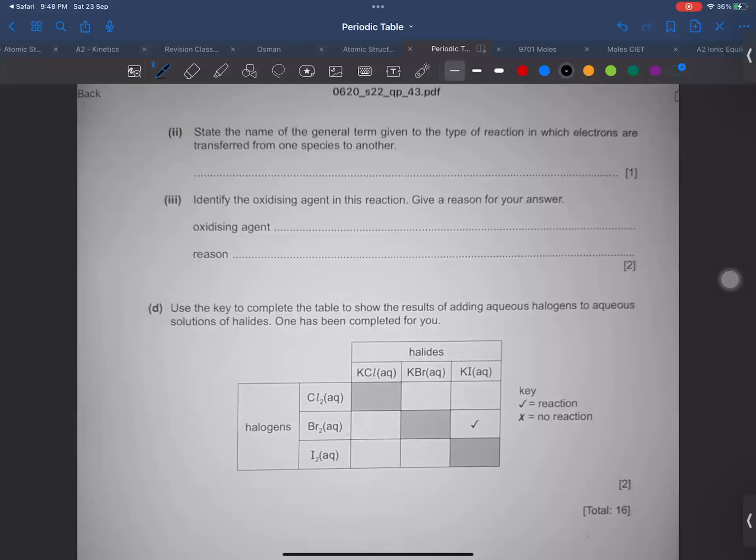So children, you just need to see over here, whenever you talk about the transfer of electrons, the loss of electron is oxidation and the gain of electron is reduction. So you can simply say that the type of reaction is redox. And they are asking about the oxidizing agent. Identify the oxidizing agent in this reaction.